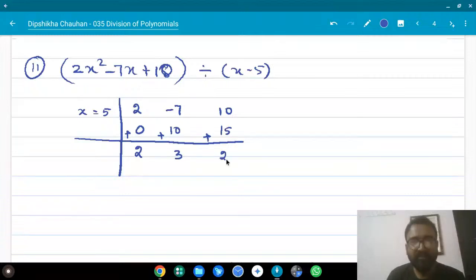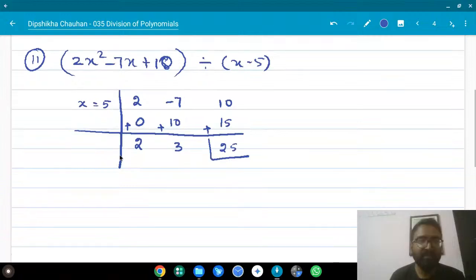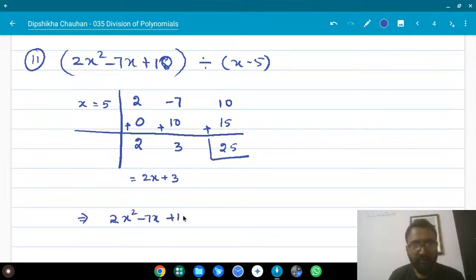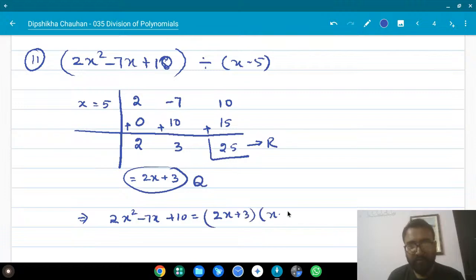This will be the remainder. So once this is the remainder, the power of the quotient is one less than 2, so here it will be 2x plus 3. So finally we can write 2x square minus 7x plus 10 is equal to, this is your quotient and this is your remainder, 2x plus 3 into x minus 5 plus 25.